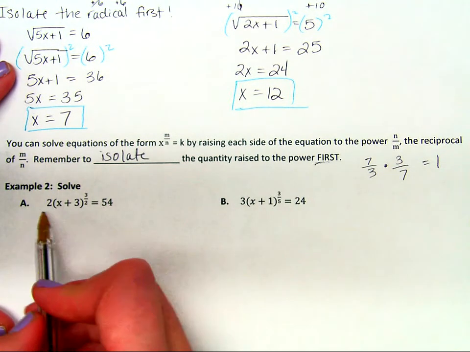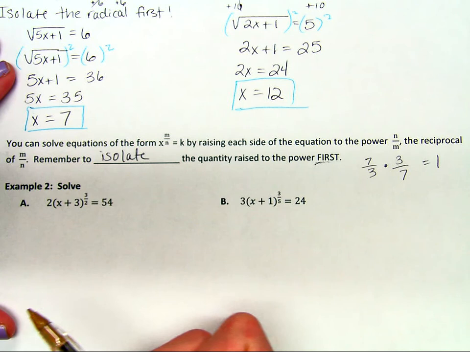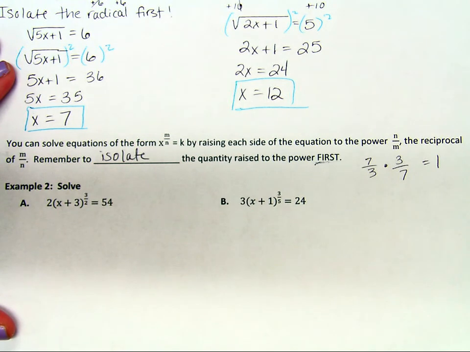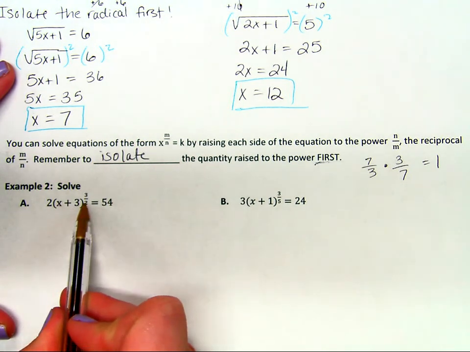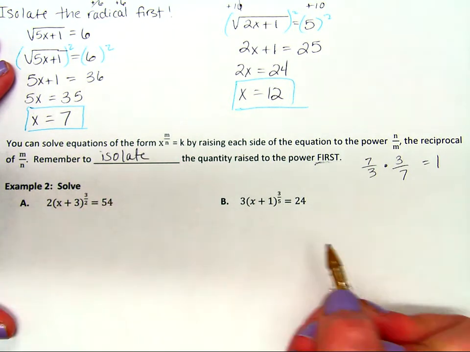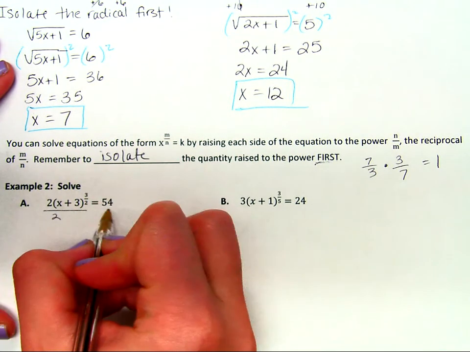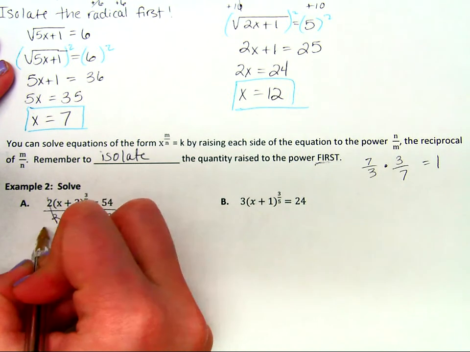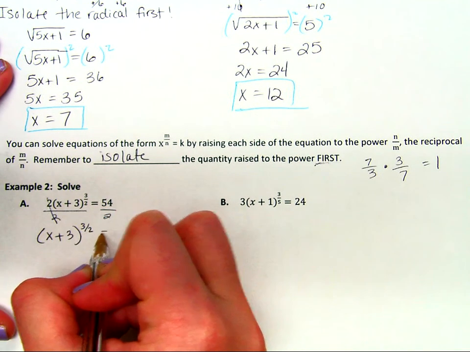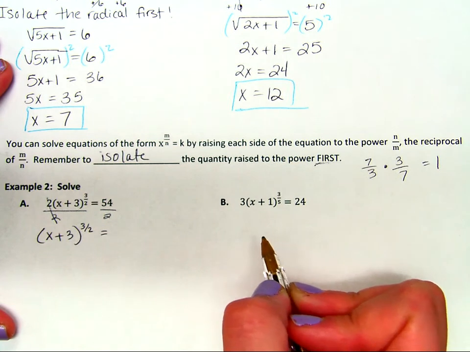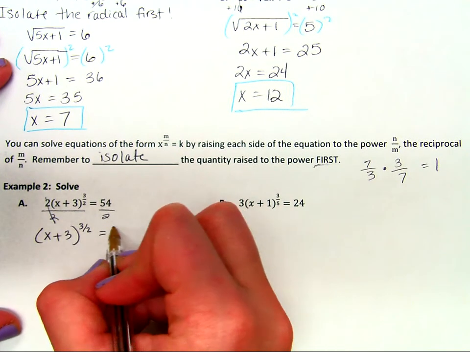So what I'm going to do is I have 2 times the quantity x plus 3 raised to the 3/2 power equals 54. I want to isolate this quantity in parentheses first that's being raised to this fraction. So it's being multiplied by 2. I need to divide by 2 to isolate it. So I now have x plus 3 to the 3/2 equals 54 divided by 2. That is 27.